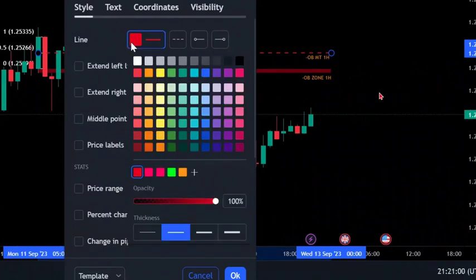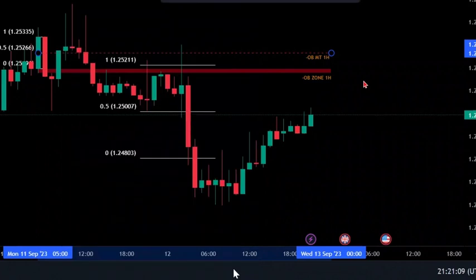Let me show you something. Go ahead and put the thickness on 1. It shouldn't be on 2. I'm about to show you something. Go ahead and type in 4H. Now we're about to show you time frame correlation.